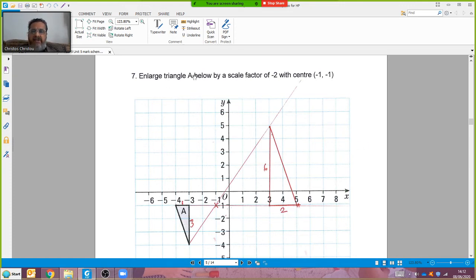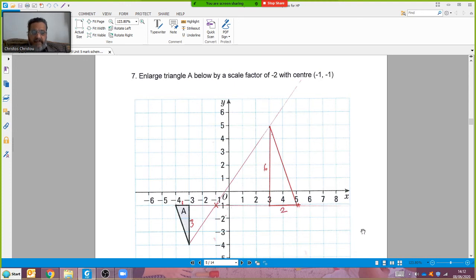So I've got an enlarged triangle A, this little one here, by a scale factor of -2. So straight away I know it's going to be twice as big, but it's going to flip the other way because it's a negative scale enlargement. The centre is specified as -1, -1 right there. So the very first thing you do is put a little mark by -1, -1, drawing the rays all the way through to the edge of the grid.